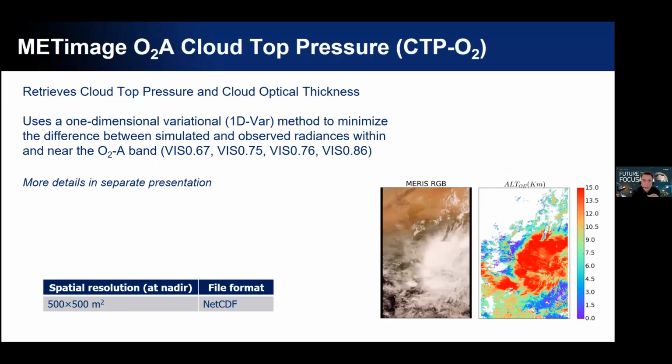We also have a cloud pressure retrieval using the oxygen A band, so the observations near the oxygen A band, around 0.7 microns. And it also retrieves, in addition to cloud pressure, cloud optical thickness. You can see one example in the image here in RGB, and also cloud top height retrieval. It's also 500-meter resolution at nadir and in NetCDF format. And here, Alessio will later on give more information.